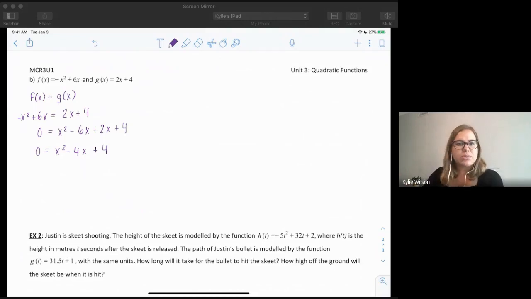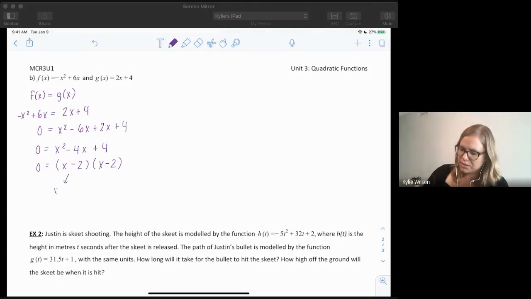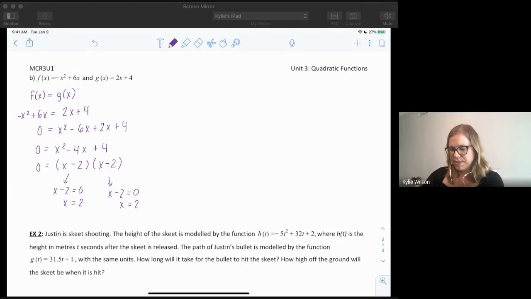And now that I have it equal to 0, I'm going to see if I can factor it in order to solve for x. So if I factor this, we will have x minus 2, x minus 2, like this. And now I just set both brackets equal to 0. So because my brackets are the same, I'm only going to have one answer of x equals 2. So that means we only have one solution at x equals 2.